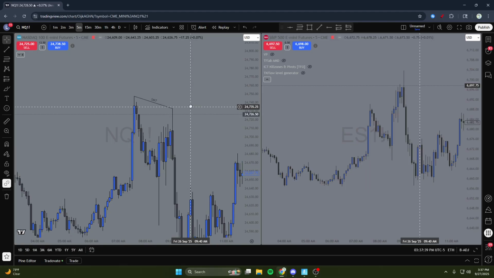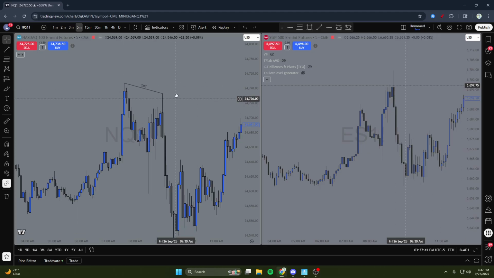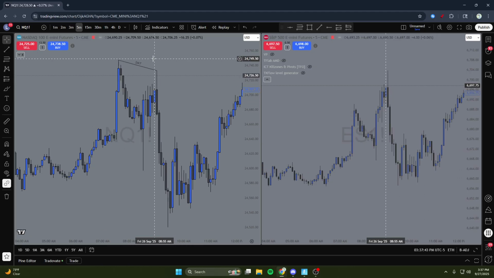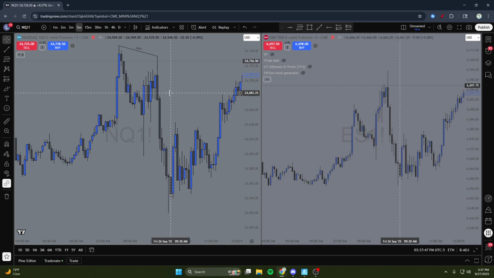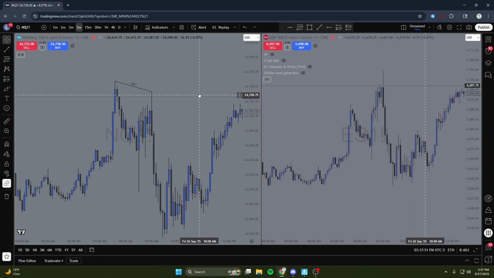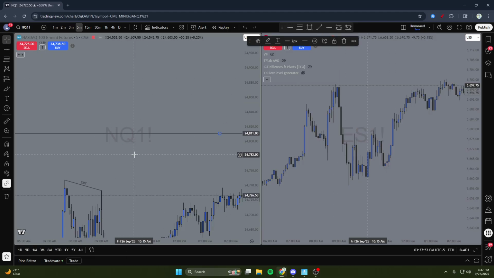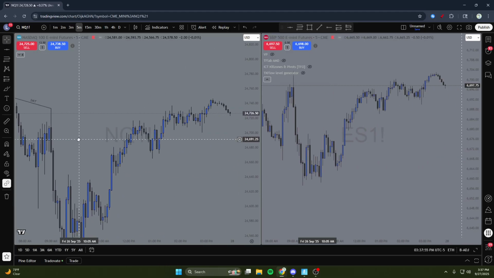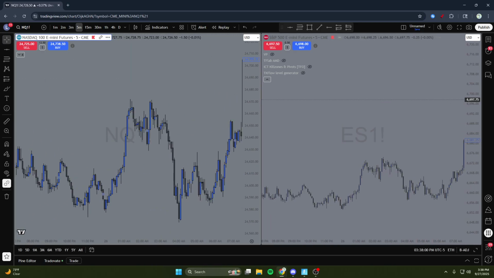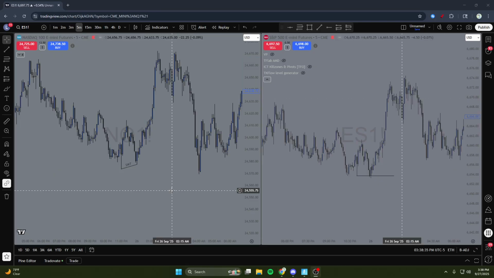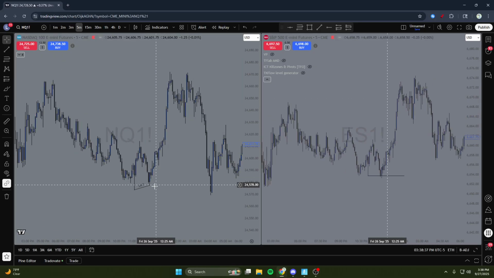So what this means is price failed to make this high, so you have this SMT, and now price will go lower. If you have, let's say, an SMT at the lows, let's find an SMT at the lows real quick. Alright, so I just found another SMT, but this SMT is at the lows.